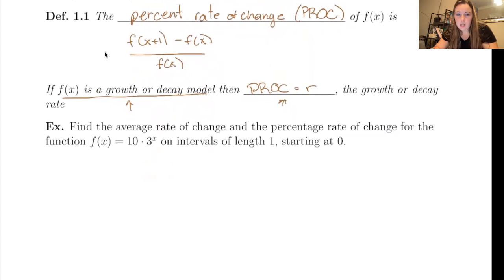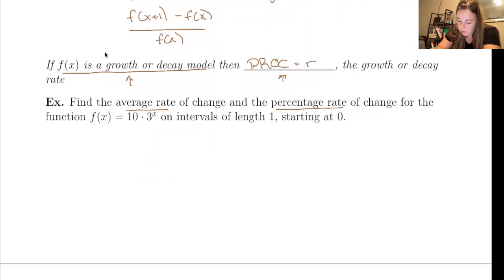All right, so let's find the average rate of change and percent rate of change for the function f(x) equals 10 times 3 to the x on intervals of length 1 starting at 0. So what we're going to do is we're going to make a beautiful chart.